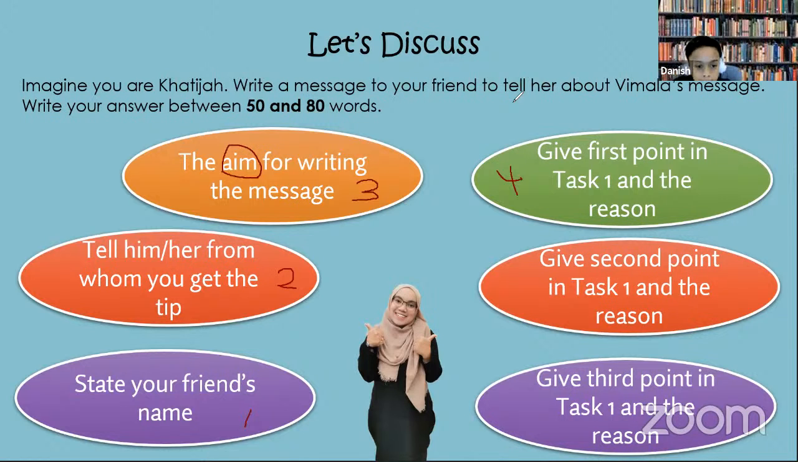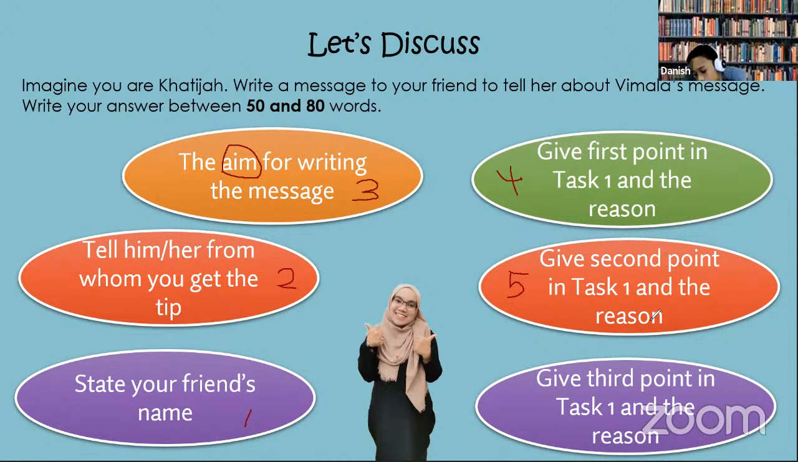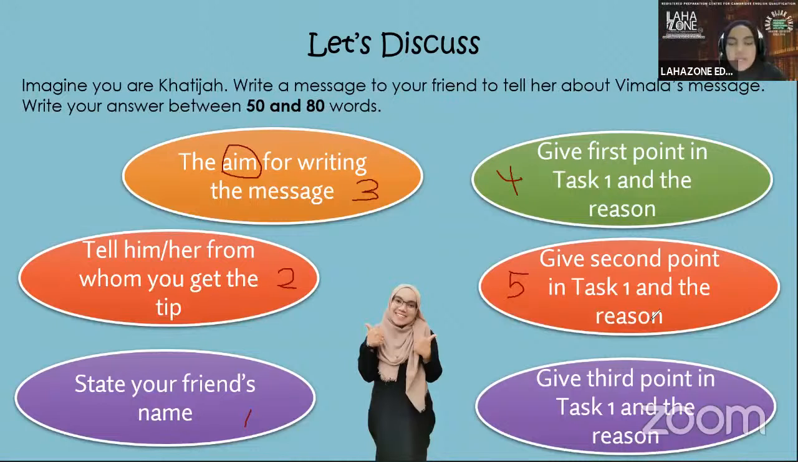Okay. Dan yang kelima. Fifth tips is, you have to give second point in task 1 and the reason. Danish kena bagi point yang kedua yang Danish jawab dalam tugasan yang pertama. Ingat lagi tak point yang kedua tadi apa? Yang food pyramid tu. Use the food pyramid as a guide. Okay, use the food pyramid as a guide. So Danish kena bagi tahu pula sebab kenapa nak kena guna food pyramid? Tak boleh ke kalau tak guna?